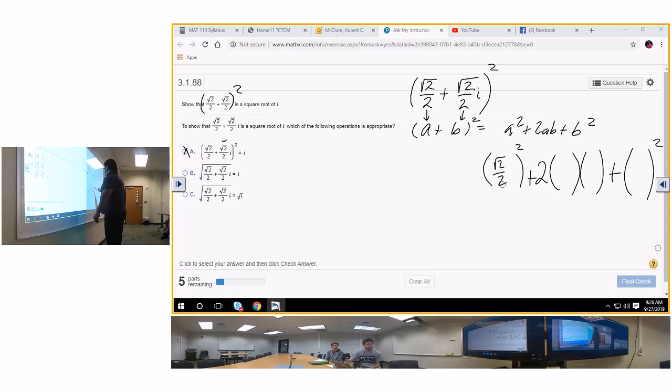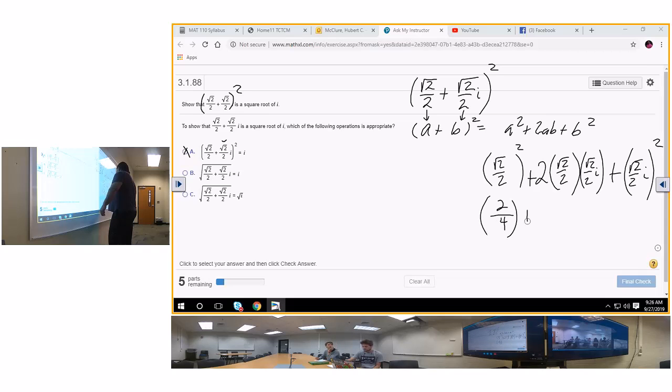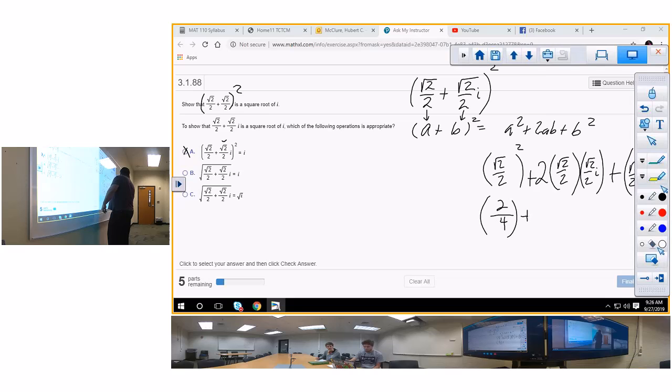Square root of 2 over 2, square root of 2 over 2i, and square root of 2 over 2i. Now just do the algebra or the math. What happens to the square root of 2 over 2? That cancels that square out, and you're left with 2 over what? 4. Plus, well, this is going to be 2, this 2 times 2 is what here? 4? So I'm just going to put a 4 right here.